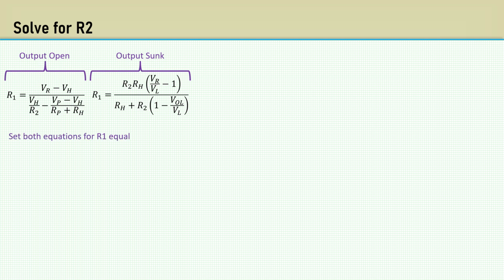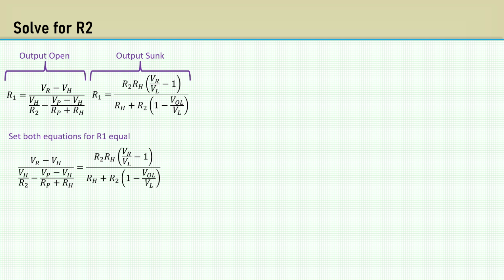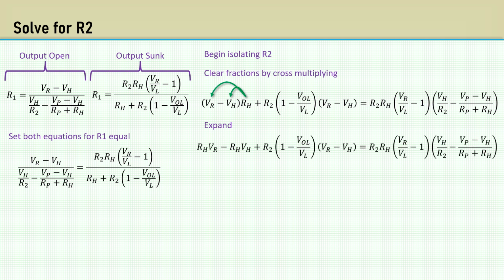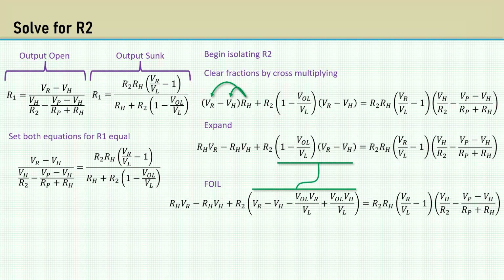I'll set those equations equal to one another. We will begin the long chore of isolating R2, starting by clearing the fractions with cross multiplication. Then expand RH into VR minus VH. Then multiply these terms with FOIL.